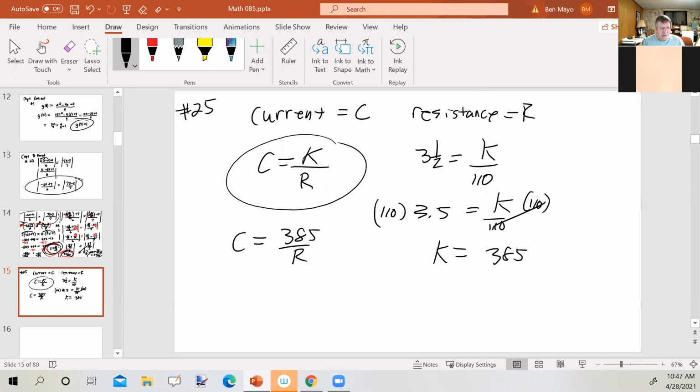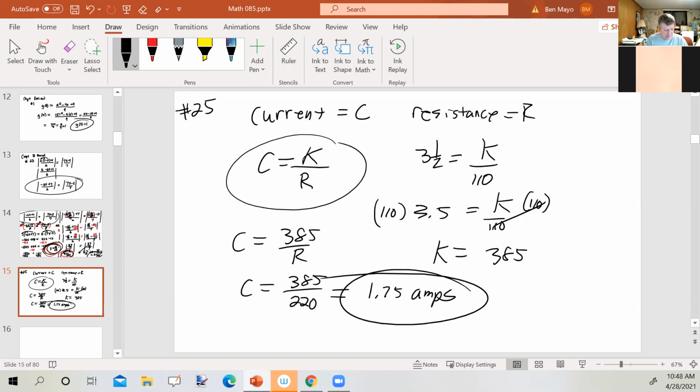It says find the current in the circuit when the resistance is doubled. So instead of 110 ohms, it's going to be 220 ohms. So C equals 385 over 220. And let's see, 385 divided by 220 comes out to 1.75, and that is in units of amps. So there we go on that problem.